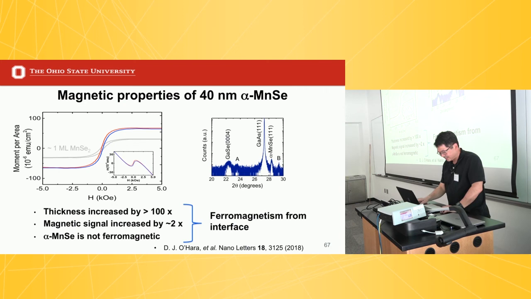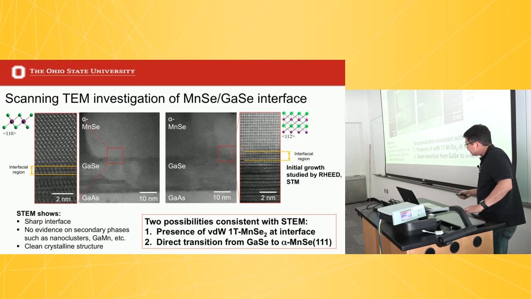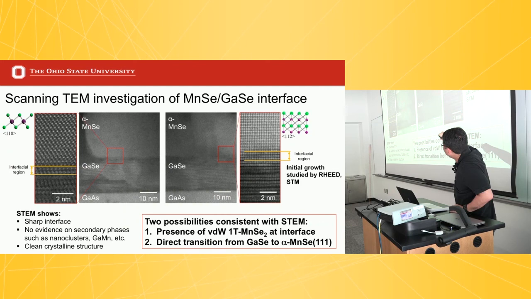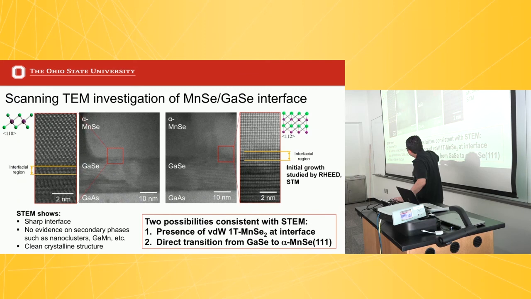And then there are some beautiful TEMs, which were very hard for our collaborator to get. Here is where you have the gallium selenide base layer, and the manganese selenide top layer that's very thick, and you zoom in on the interface. The main thing is that the interface is really sharp. You can see the gallium selenide looks a certain way, the alpha manganese selenide looks another way, and there's some interfacial region that looks a little different in between. But it's not really junked up. It's very sharp and clean interfaces that we're getting.